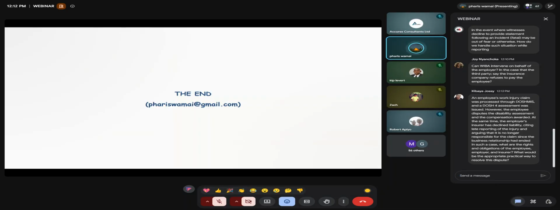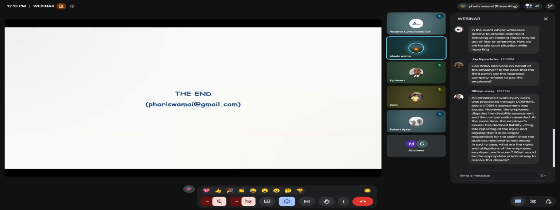The compensation will only be provided once DOSH, which is the government agency, provides the compensation certificate, basically telling the insurance company that they have done the investigation and this individual needs to be compensated. So once DOSH provides that compensation certificate, it's for you to follow up with your WIBA provider to make sure that you get the compensation.